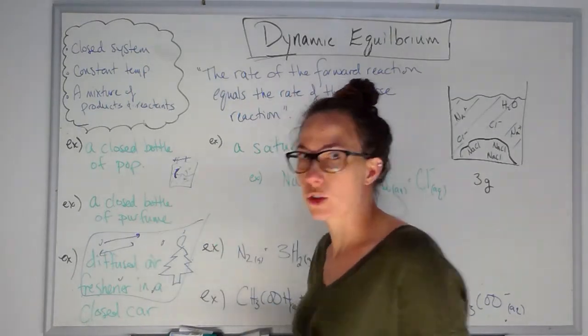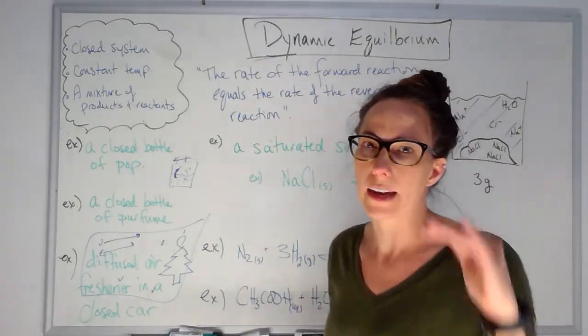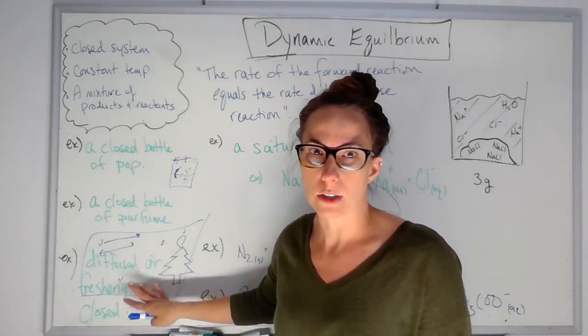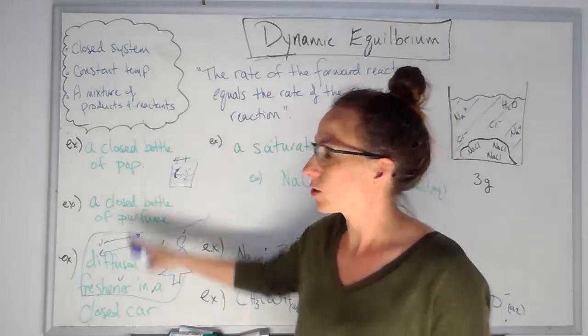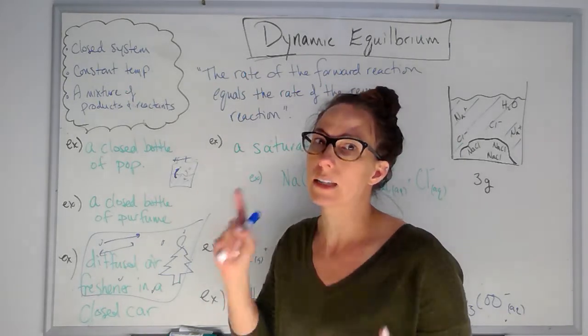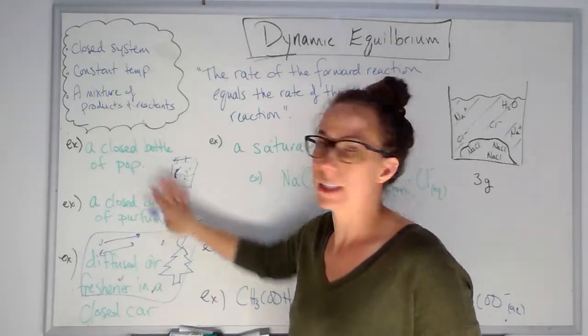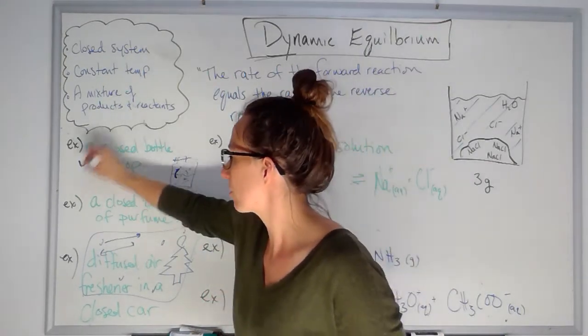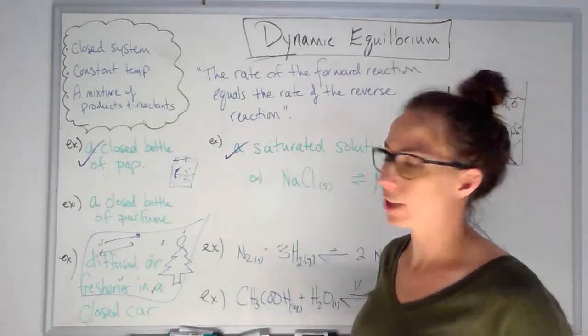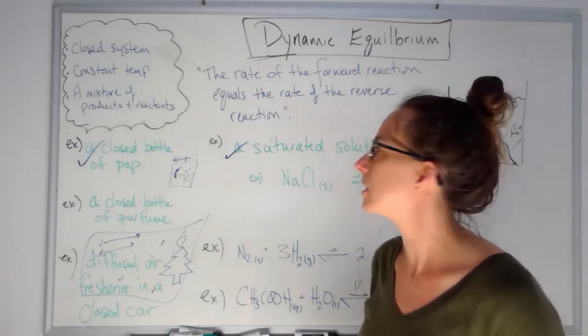Got it? Awesome. So there's an example in your notebooks that says, find which of the following is dynamic equilibrium established. And so one of these would be the answer. It has to be closed. It has to be constant temperature. And you have to see something like this. So one of them is a closed bottle of pop. So that'll be the right answer for that one. Then there's a saturated solution. So we're about to talk about that one in a second.